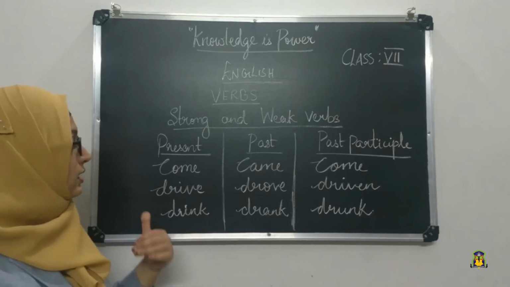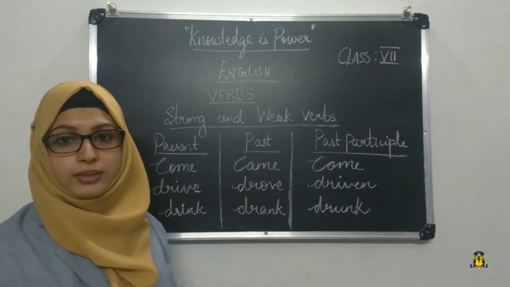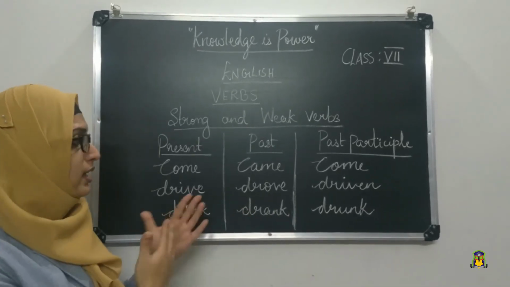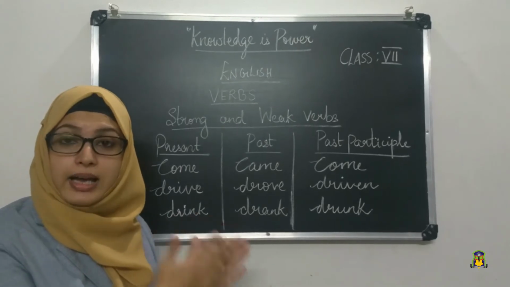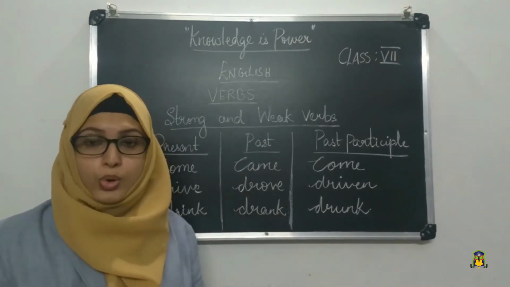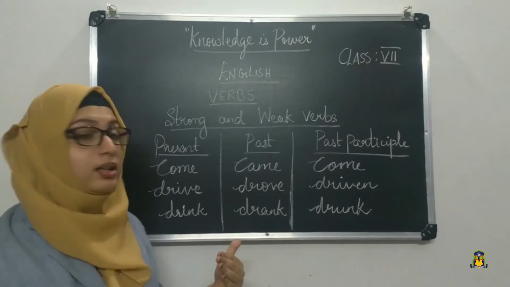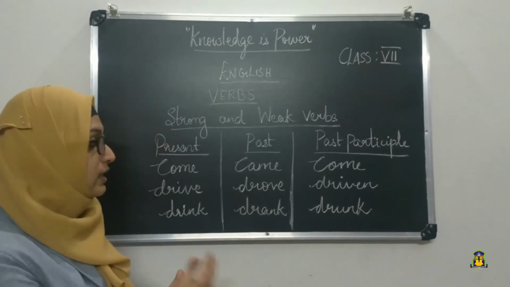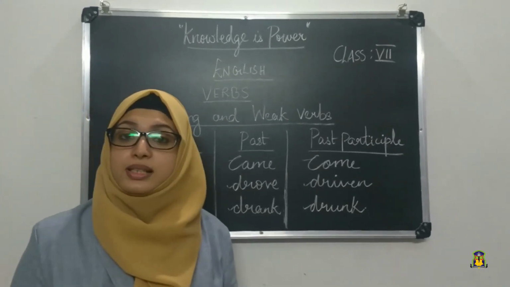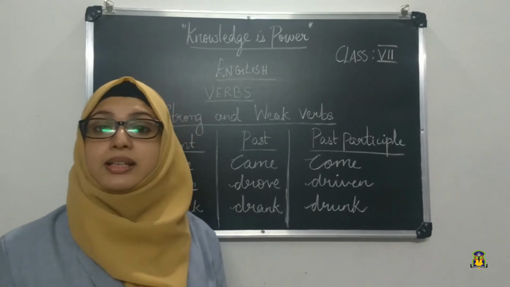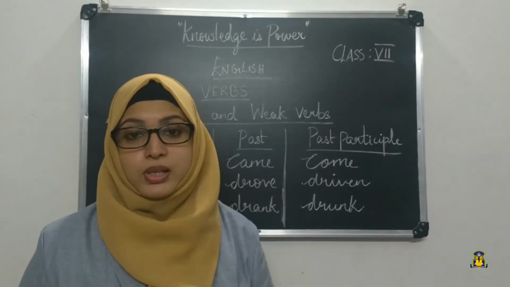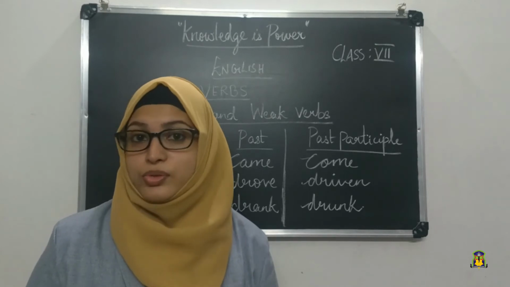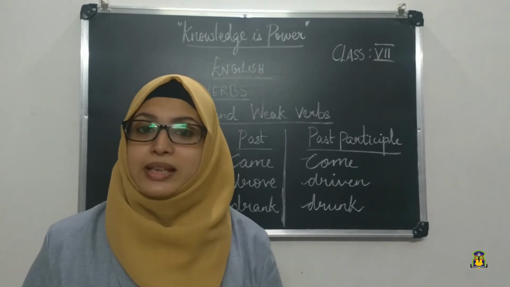See the second one, drive, drove, driven. Here also some changes are occurring, the I is changing to O. Drink, drank, drunk. Here also changes are occurring in between the vowels. Vowels are changing. So these can be the examples for strong verbs. We need to know more about what strong verbs and weak verbs are, which we will see with the examples.